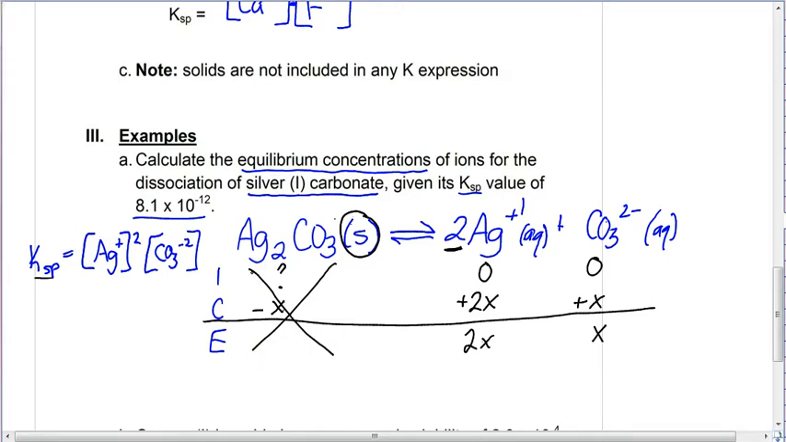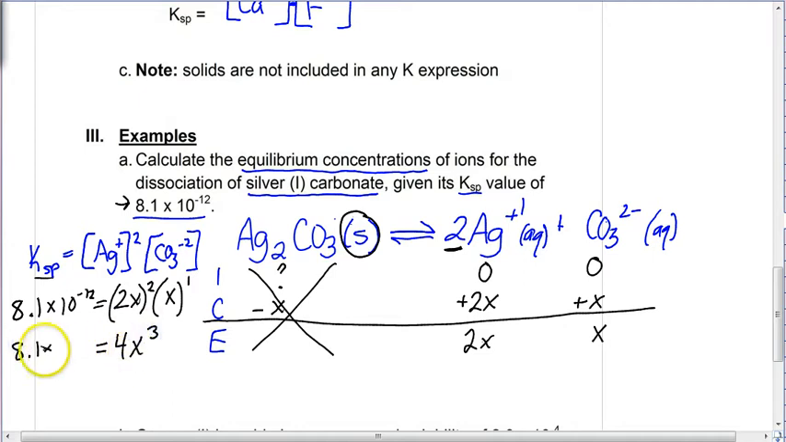Now this is just like the quadratic or the square root or the approximation method, where we take our equilibrium row and plug it into our KSP equation so that we can solve for what x is. So the KSP value we were told is 8.1 times 10 to the negative 12th. That's going to equal Ag's concentration at equilibrium, which is 2x squared, and CO3's, which is just x to the first. So if we combine those terms, that'll be 4x to the third.